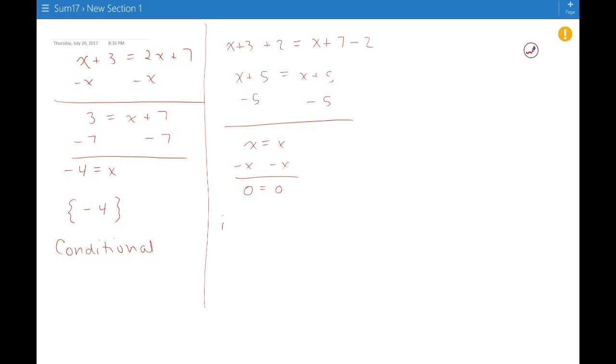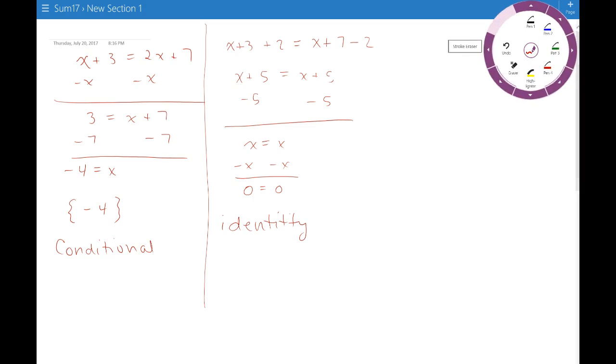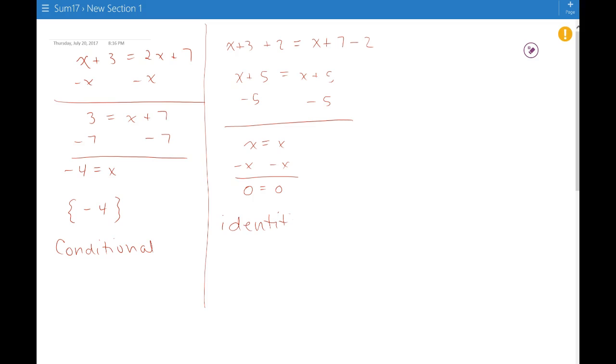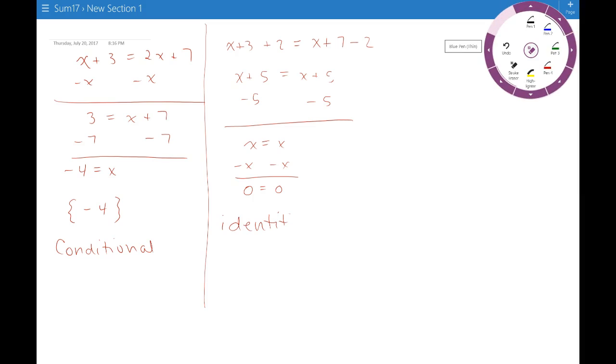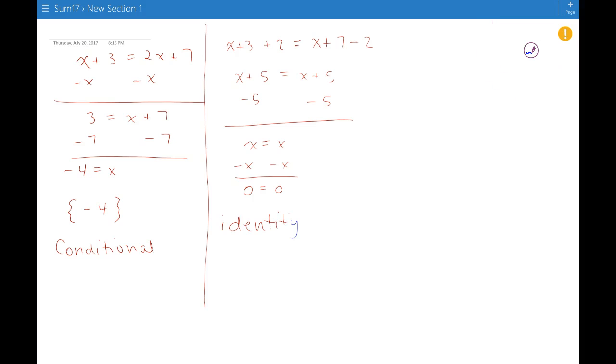So this is what's called an identity. Ident only has one t. So it's always true. We call it an identity. It's not very interesting at this level of math. It comes into play a lot more in trigonometry, but you need to know the different cases and what they're called and how they work. So the identity, it says x can be any real number.